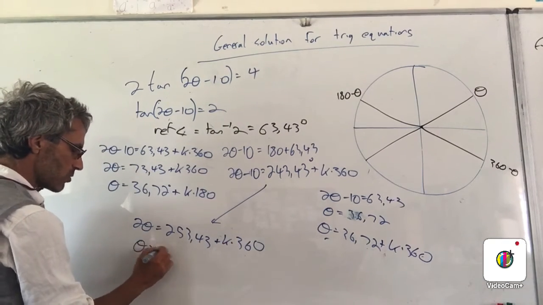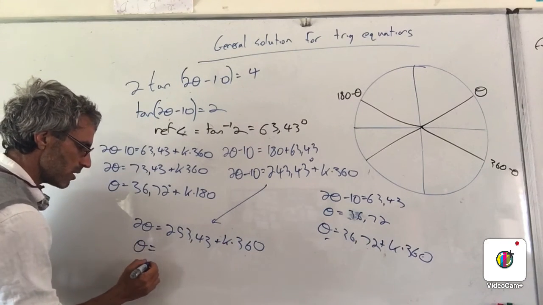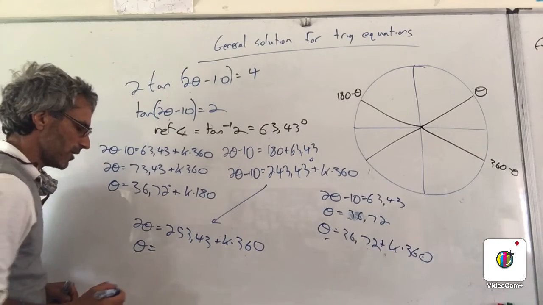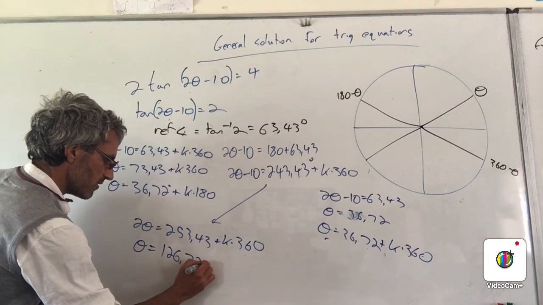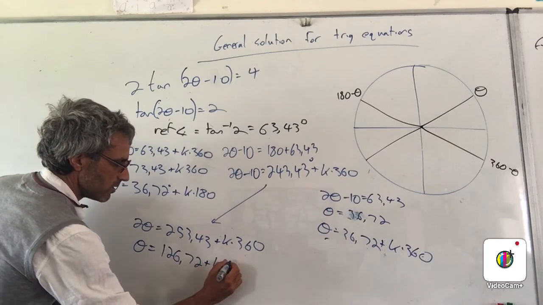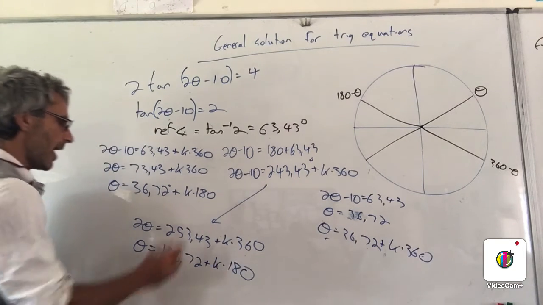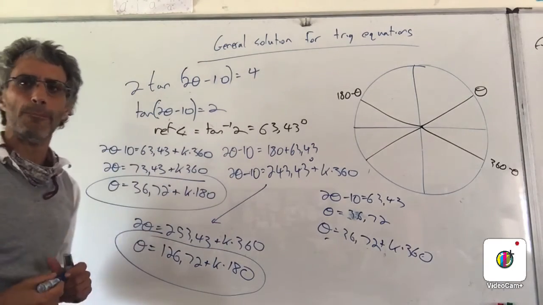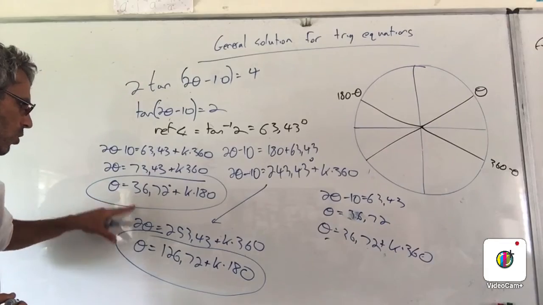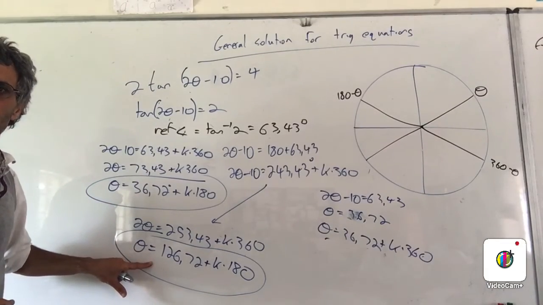And then theta equals, need your help on this one? Divide by 2, 126.72 plus k times 180. And these are both our solutions. We need to specify both of them. Either that or that.